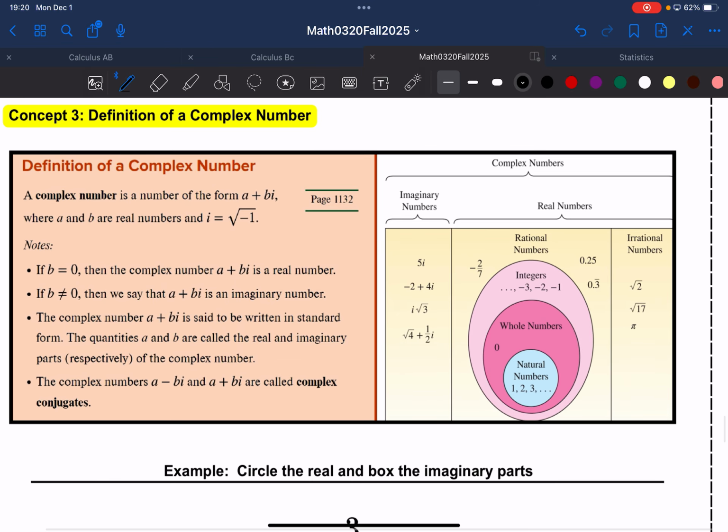Okay, so then we're going to talk about the definition of a complex number. So I'm not going to read through all of this. All you need to know is that if we have a real number with an imaginary number, it's a complex number. Okay, real with imaginary is complex.